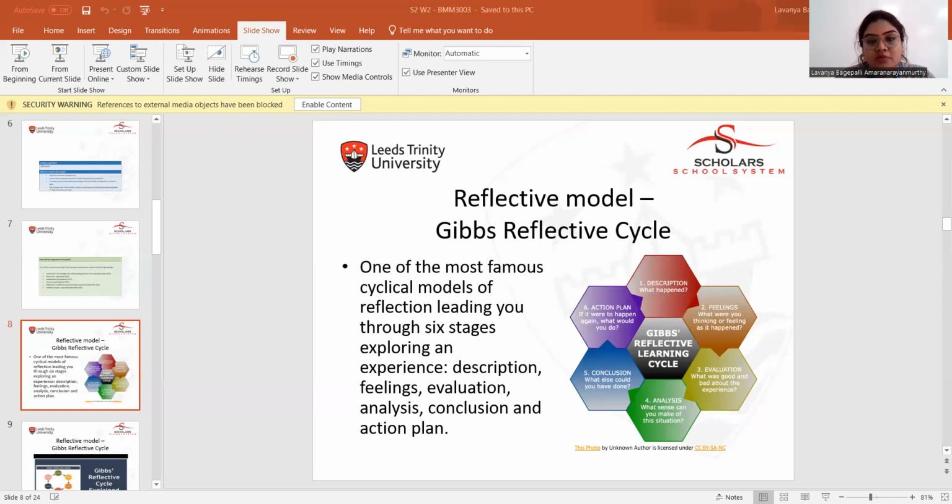Some of the important questions that you can ask are: if I had to do the same thing again, how can I do it differently, how will I develop the required skills I need, and how can I make sure that I act differently next time. If you answer these three questions, you will be able to write a better action plan. So this is all about Gibbs reflective cycle. Gibbs reflective cycle gives you a structure or a framework for you to explain your learning experience in a better manner.